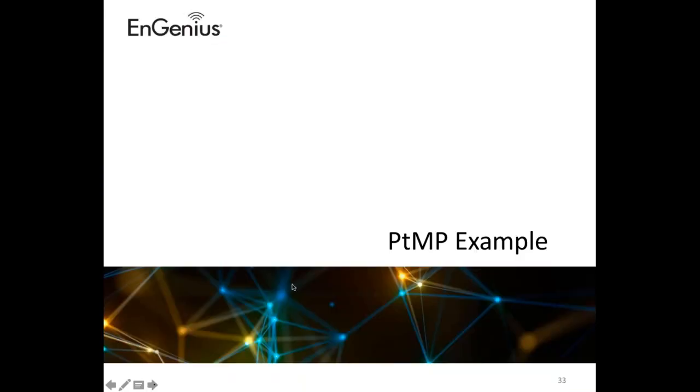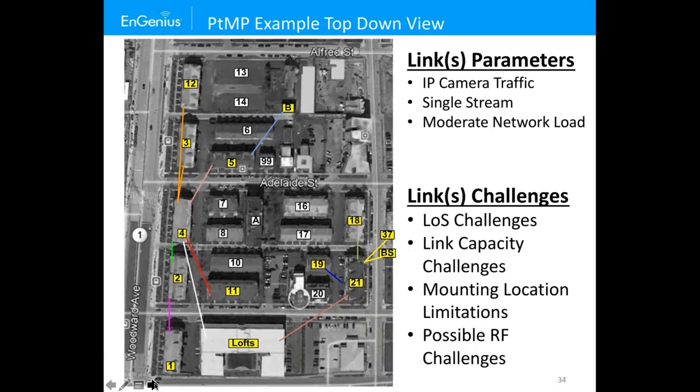Okay, let's start talking about a point-to-multipoint example. In this example, we have a top-down view. It was condominiums, and they also have security cameras to be aware of. So we have IP camera traffic coming down here. They're doing a single stream to an NVR. They're not doing any monitoring, so we don't have to worry about throughput stacking, which you have to worry about with dual streams or triple streams. So that's good.